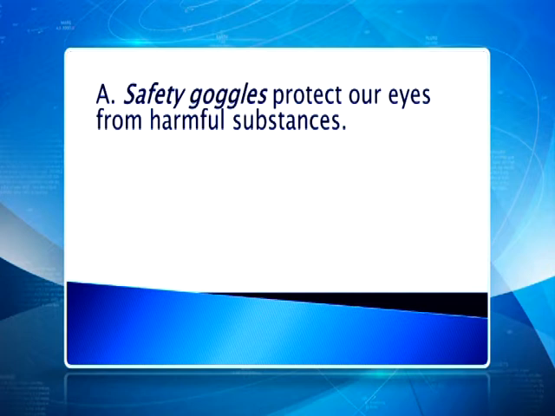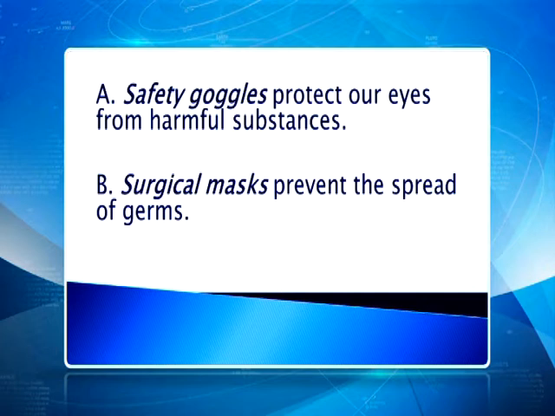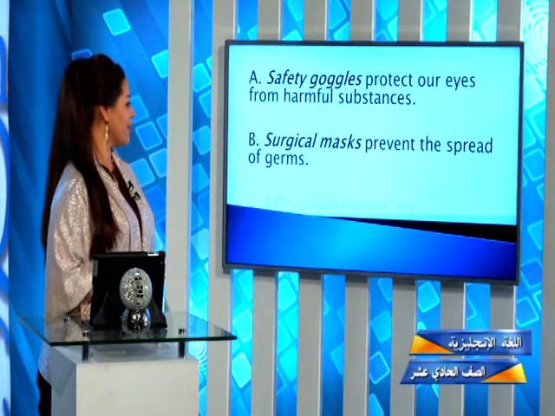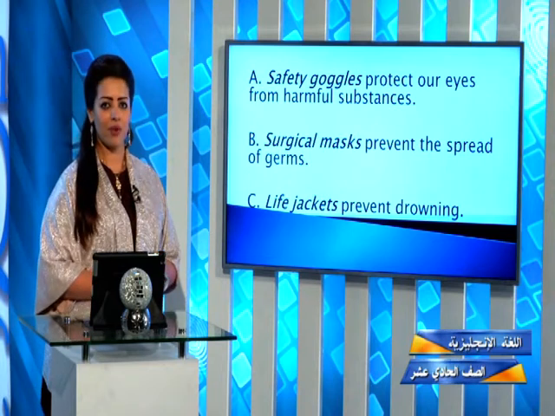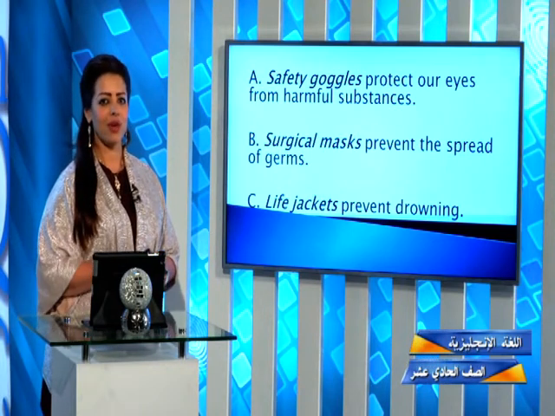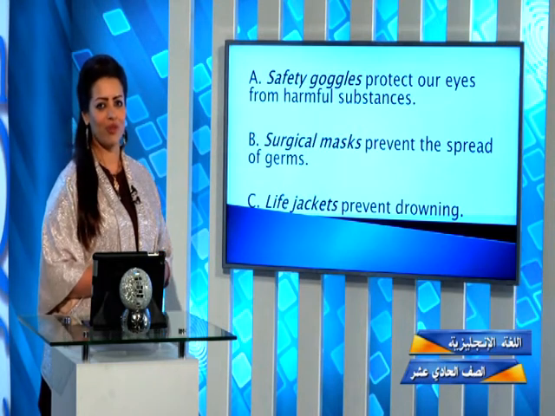The first one was goggles. The safety goggles, they protect our eyes from harmful substances. That's why we have to wear them. The second picture was surgical masks. As you can see, the doctors were wearing them to prevent the spread of germs while they're doing the operation. The third picture was life jackets. They prevent drowning. So you can see that we have to wear a life jacket so that you won't drown.